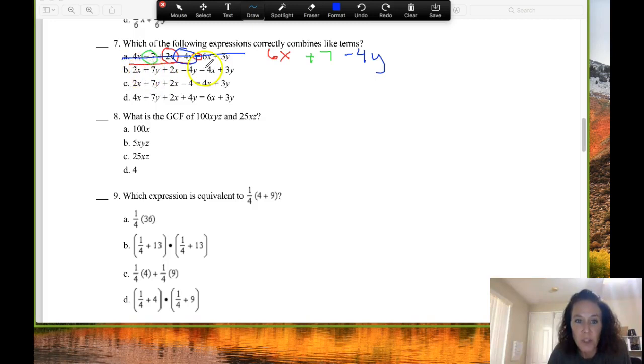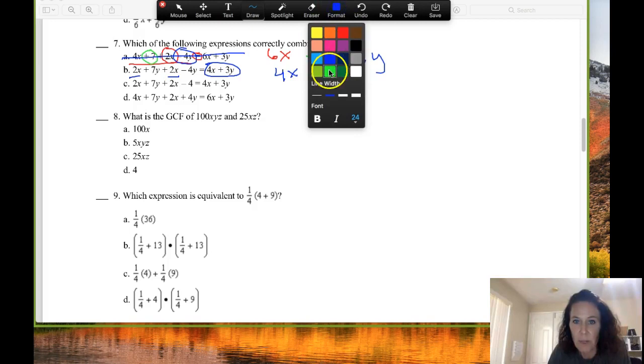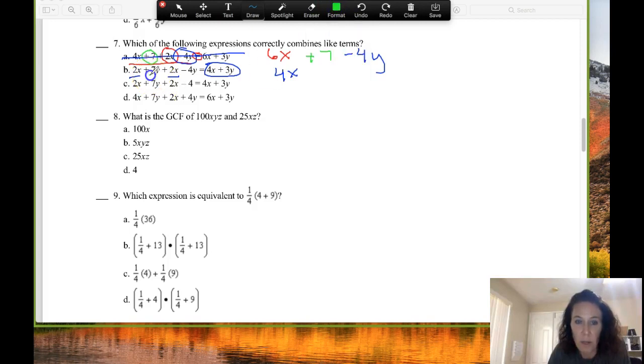Okay, let's check this one. Does this equal 4x plus 3y? Well, 2x's and 2x's give me 4x's. Now let's go green for the next terms. We got y's here, 7y's and negative 4y's. Well, 7y's minus 4y's does give me plus 3y. So I get 4x plus 3y. Yes, it is this one.